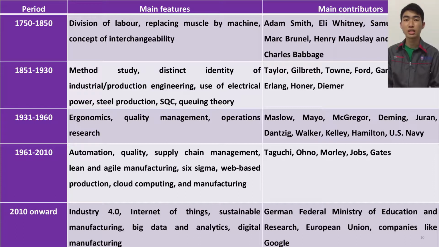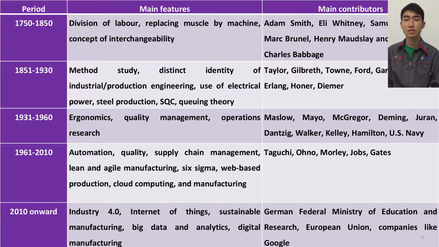The second one is 1851 to 1930. The main features for this period are method study, distinct identity of industrial or production engineering, use of electrical power, steel production, SQC and queuing theory. This is followed by the period of 1931 to 1960. The main features for this period are ergonomics, quality management, and operations research.